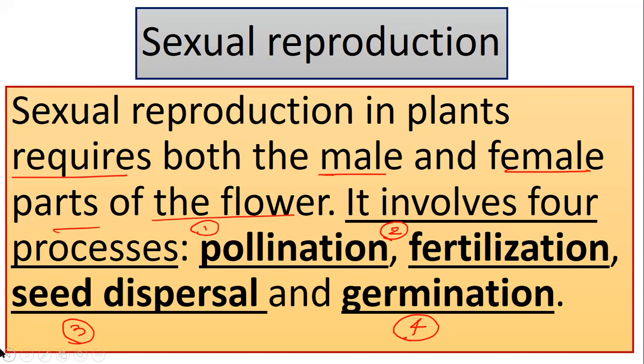Okay. I hope you are finished. Finished? No, just a moment, please. I can wait. Only 4. 4 processes: pollination, fertilization, seed dispersal, and germination.